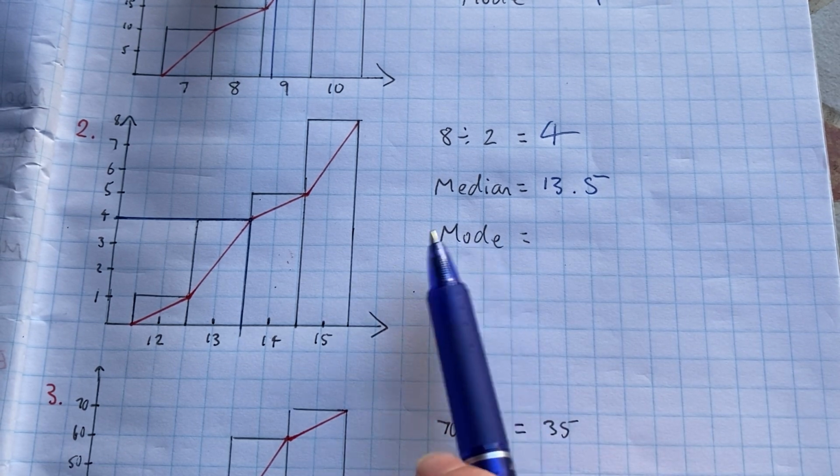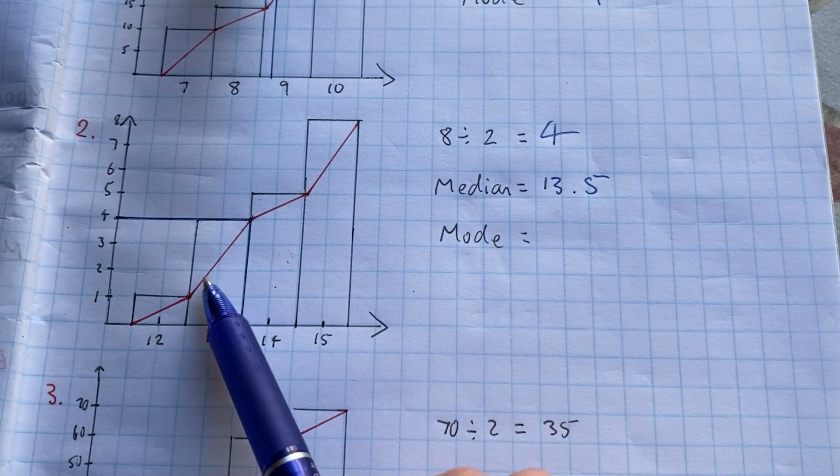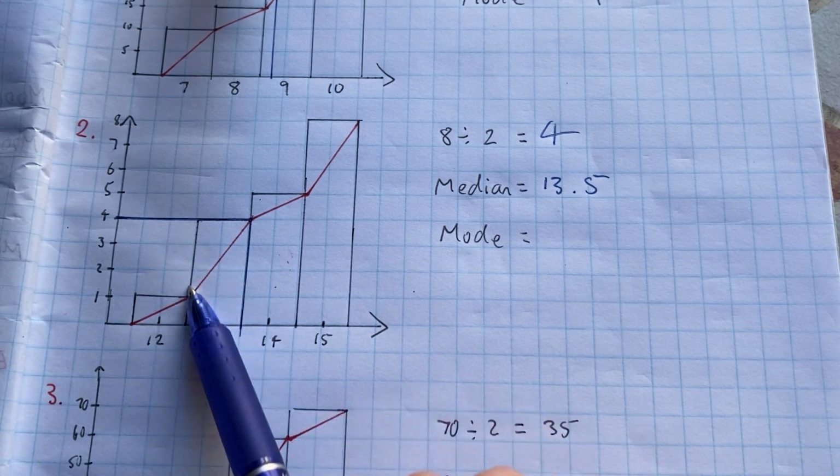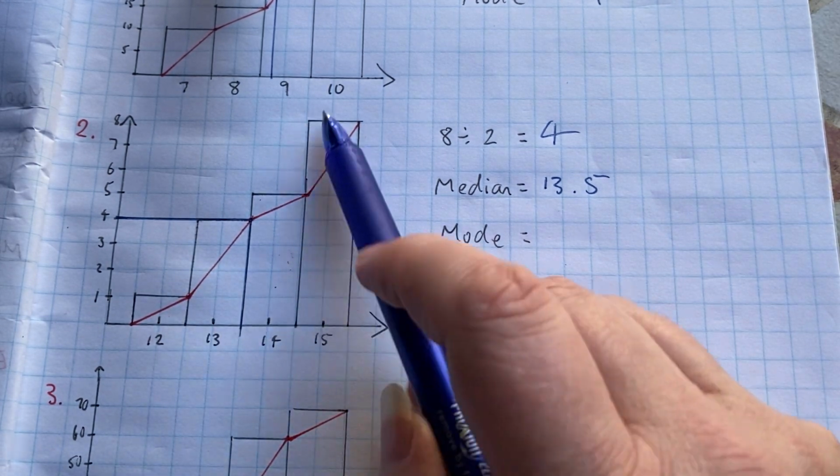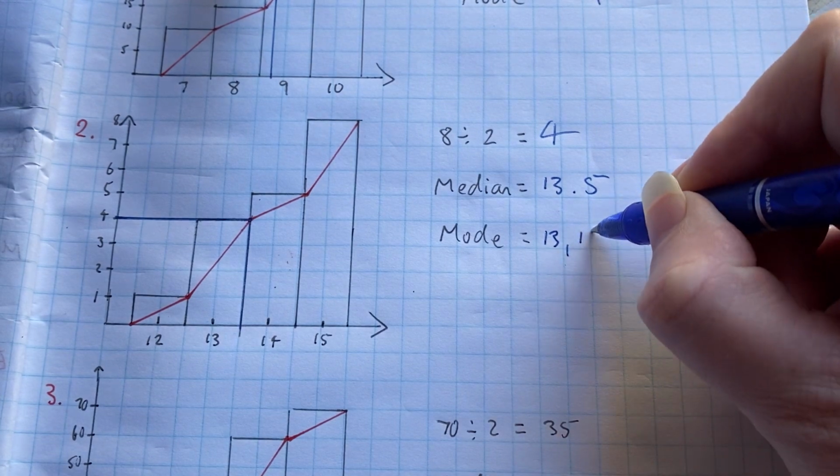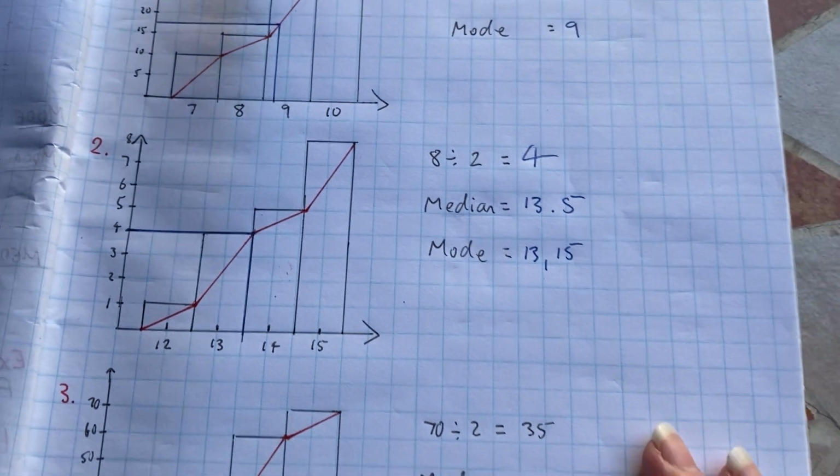Our mode here, again, the biggest jump. Now it looks like we have 2 modes. 13 jumps us up 3 squares. 15 also jumps us up 3 squares. So 13 and 15 are both modes.